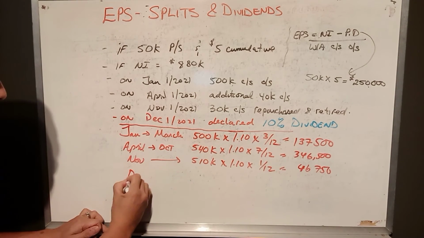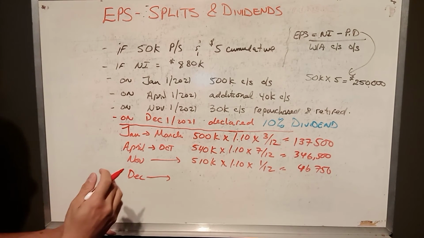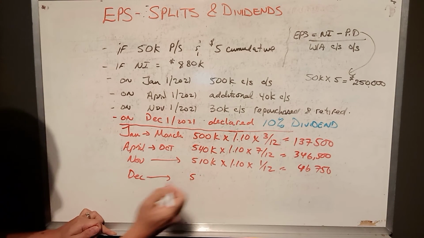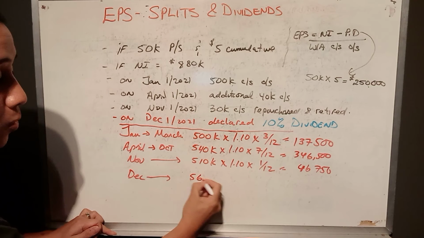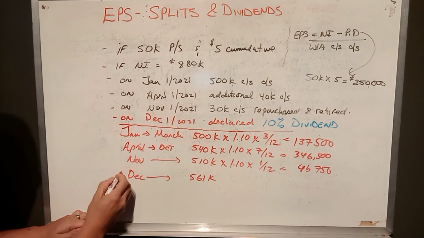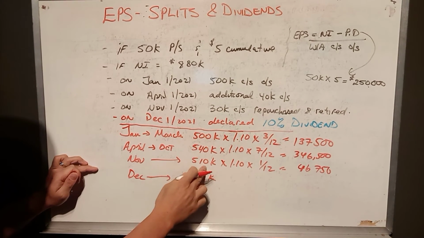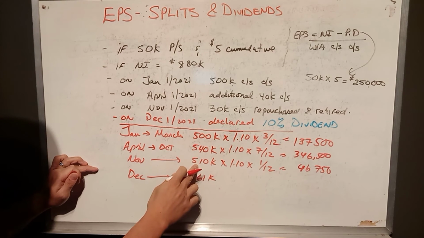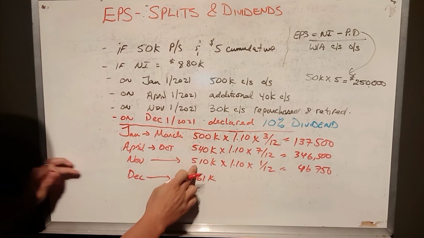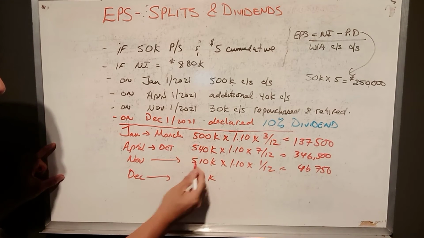Now, for December, on December 1st, what happens here is that we know that they declared a 10% dividend. So in this case, it is 561,000. So why is it 561,000? Well, because if we took 10% of 510,000, 10% of that is 51,000, and we add that back to 510,000.